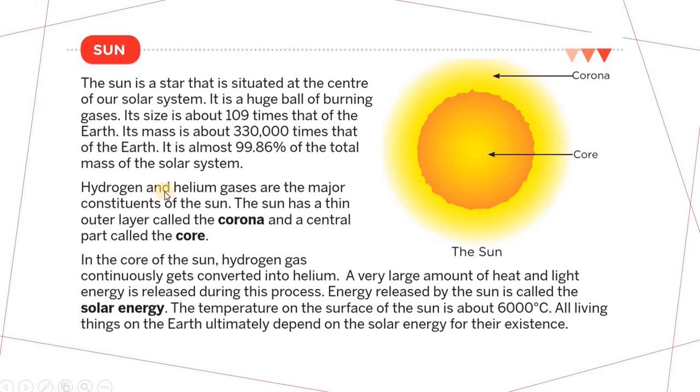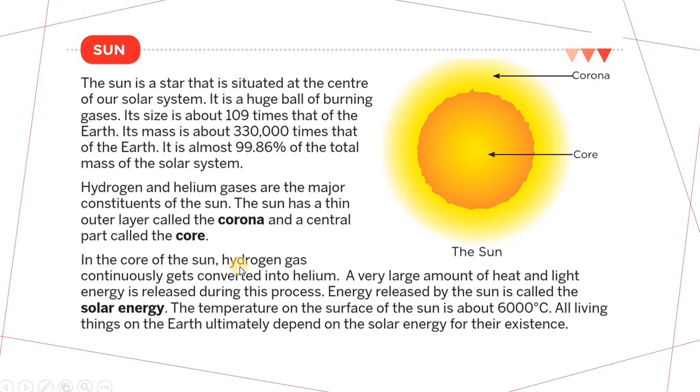Hydrogen and helium gases are the major constituents of the sun. These two gases make up the major components of the sun. The sun has a thin outer layer called the corona and a central part called the core. So the outer corona is rather thin and the central core is the more huge portion of the sun.